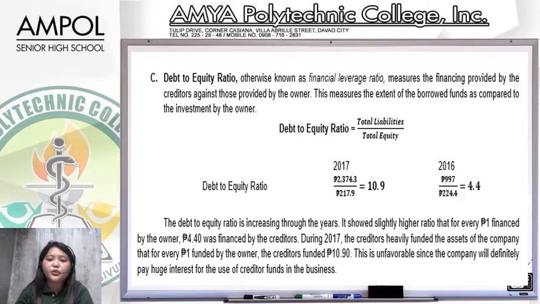So it showed a ratio that for every 1 peso financed by the owner, we have 4 pesos and 40 centavos financed by the creditors. So during 2017, the creditors heavily funded the assets of the company: for every 1 peso funded by the owner, the creditors funded 10 pesos and 90 centavos. So this is unfavorable since the company will definitely pay huge interest for the use of creditor funds in the business.